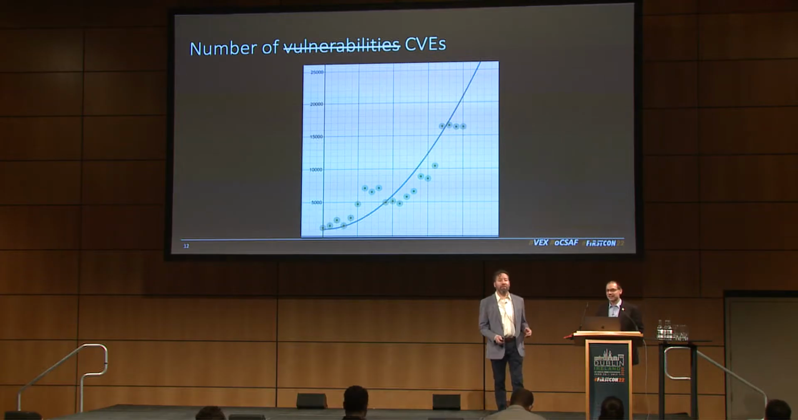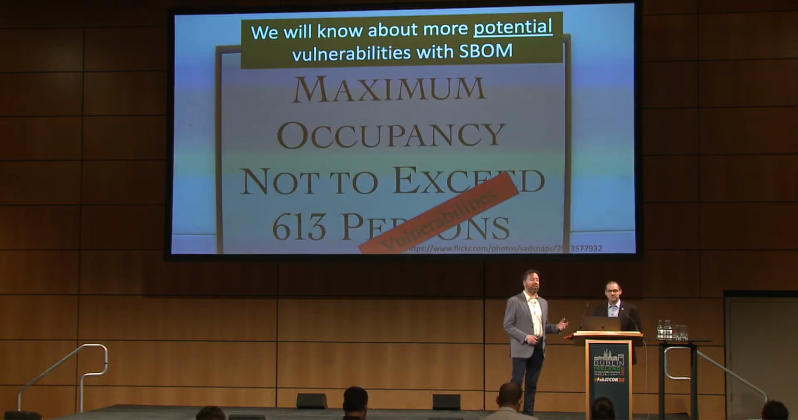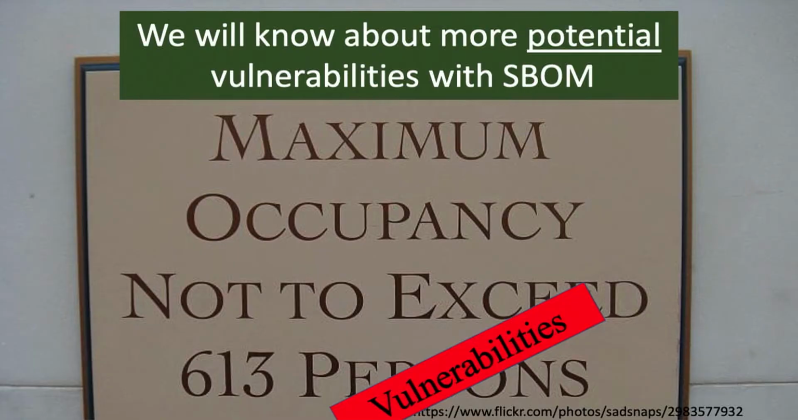So, and also, it's not just the total number of vulnerabilities, it's our awareness of them. SBOM is going to tell us about the maximum number of potential vulnerabilities. As we have more visibility into our supply chain, that is going to be very helpful for us in the long run, but in the short run, it's going to give us more things to worry about and more things to do. Now, that doesn't mean that we should ignore it.